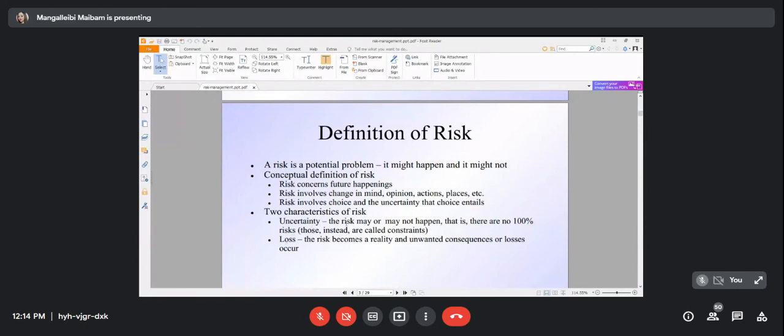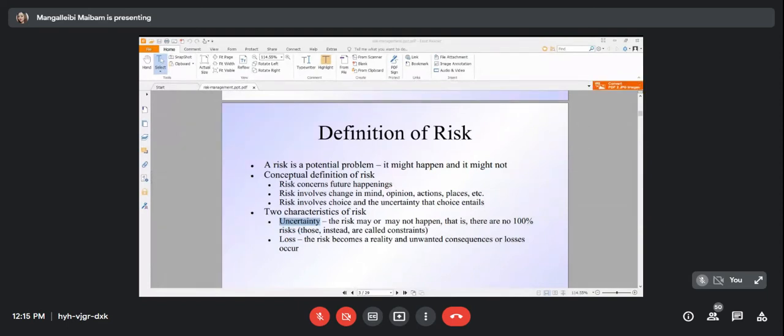Uncertainty means the risk may or may not happen. There is no 100% risk, so we don't know; sometimes it may happen, sometimes it may not. That kind of category we term as uncertainty. Whereas in loss, the risk becomes a reality and unwanted consequences or losses occur.